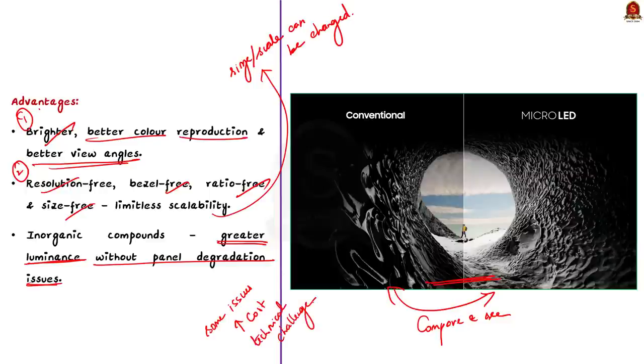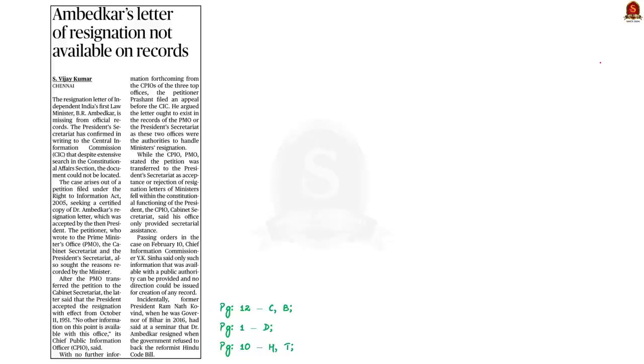In this discussion, we saw about LCD, its working, LED and its working, and we saw micro LED technology, its characteristics, and finally we ended our discussion by seeing the advantages of micro LED technology. Now with these points, let us move on to the next article discussion.